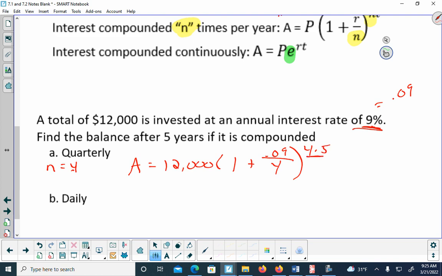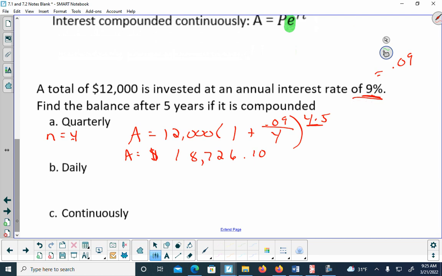So this will end up being 20, which makes sense, because if I'm compounding 4 times a year for 5 years, I'm compounding it 20 times. When I put that in my calculator and do the work, I end up getting that my amount is $18,726.10.